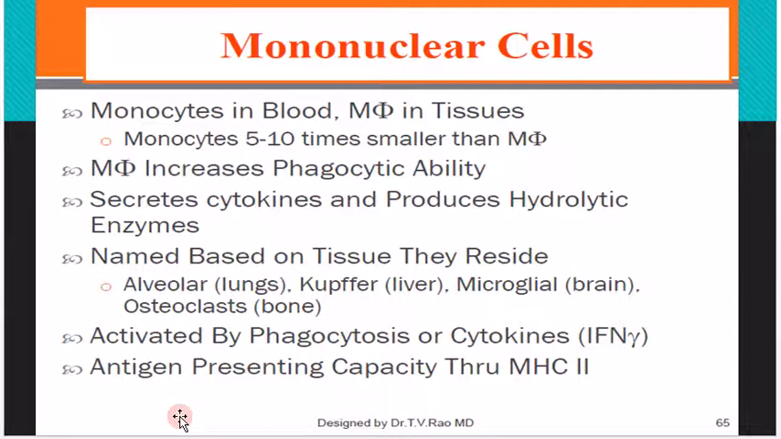Macrophages will either inform others, or act on their own to engulf the foreign particles. They are found in the alveolar regions, the Kupffer regions, and the microglial regions. In the lungs they are called alveolar cells, Kupffer cells in the liver, microglial cells in the brain, and osteoclasts in the bone. These are different types of macrophages found in different parts of the body.